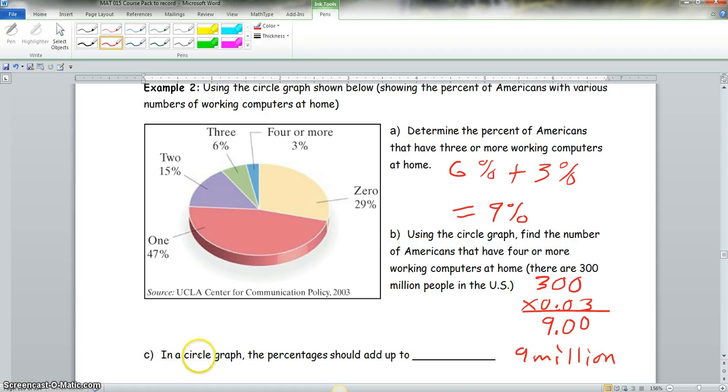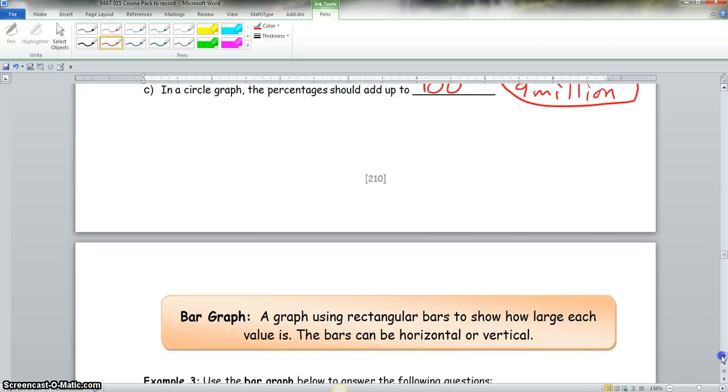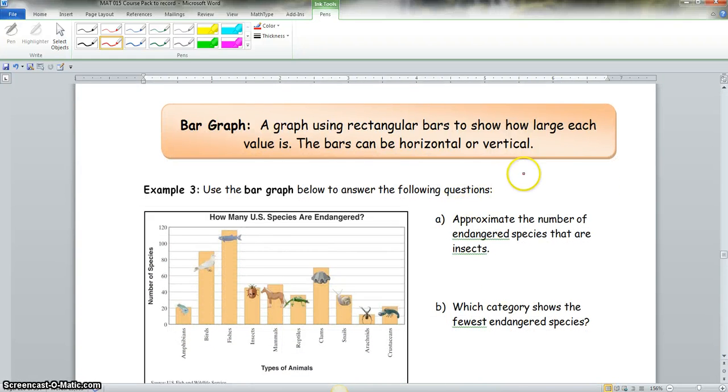Now we go to C. It says in a circle graph, the percentages should add up to 100. Now remember, this 9 million here goes with B. Okay. Now it says a bar graph. A graph using rectangular bars to show how large each value is. The bars can be horizontal or vertical. Use the bar graph below to answer the following questions.